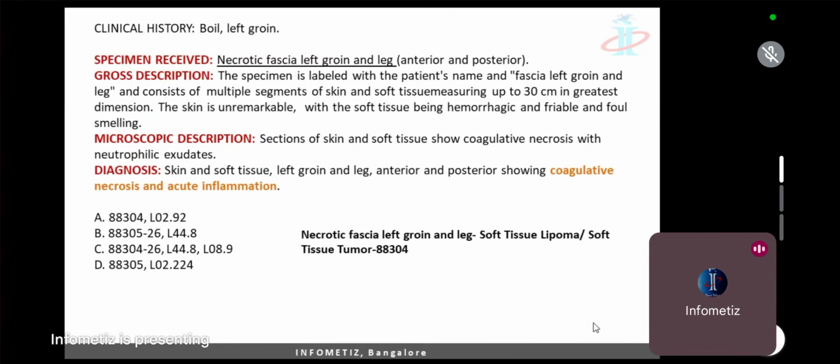So here you can see necrotic fascia, left groin and the leg. That is soft tissue lipoma or soft tissue tumor. That is 88304. Answer will be C. Along with that, you can see ICD codes also: L448, L089, L0292. So as of now, ICD you can just bypass.